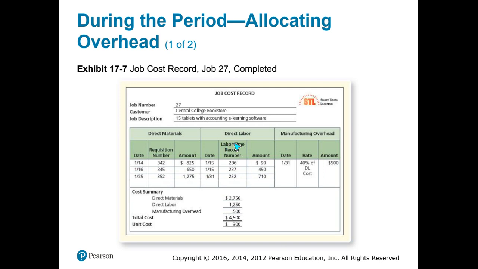Back to our cost record, we're still looking at job 27, and we've now incurred this manufacturing overhead. We figured out our rate of 40%. We've also had a couple of additional events take place. We've had to pull more direct materials, and we've had more labor involved in this job as well. And we have determined what our allocation rate was, which is 40%.